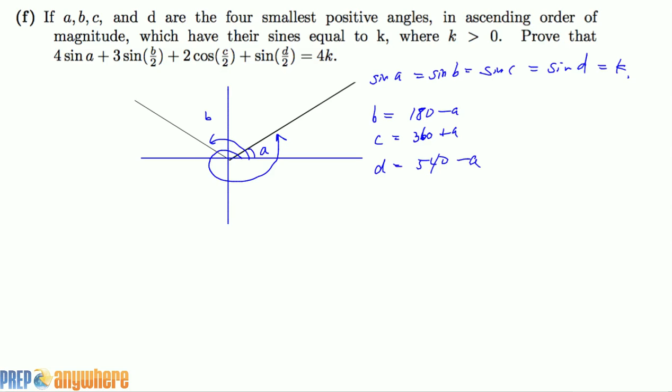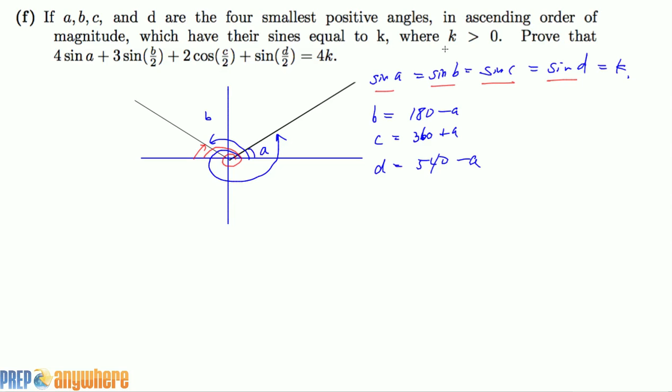So what I'm saying with D is this: you go all the way around, then go another 180, and then subtract A. So that's what B, C, D are. That's what they're talking about here. That's the only way sine A, sine B, sine C, and sine D will all equal the same value, where this K value is positive.